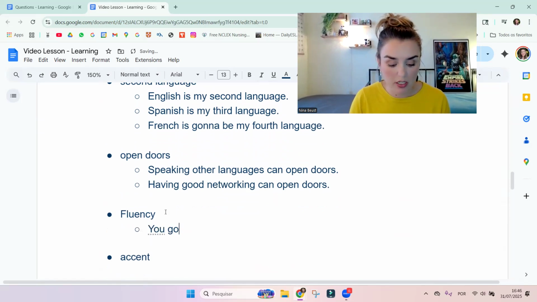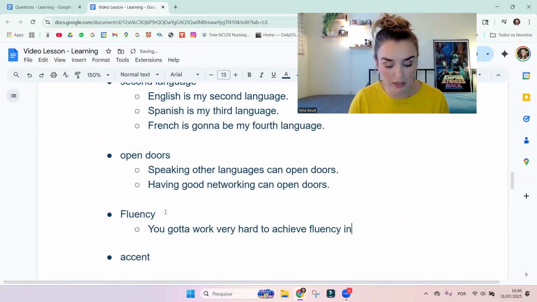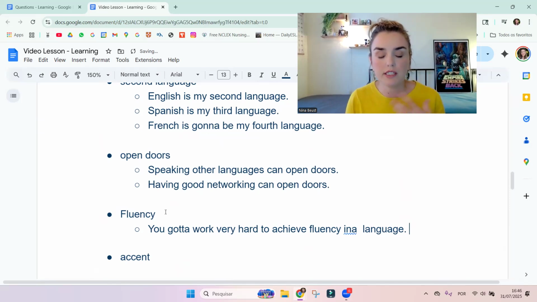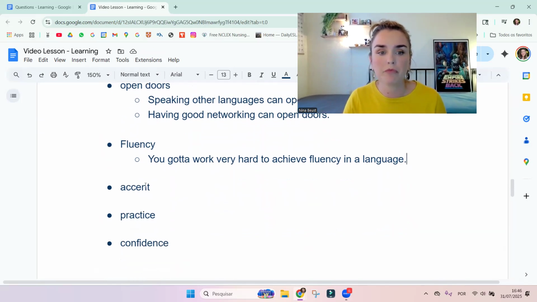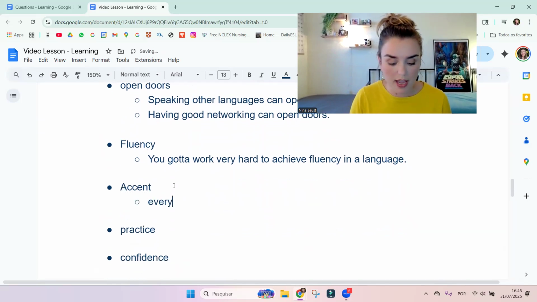Fluency, okay? You've got to work very hard to achieve fluency in a language. Fluency is the ability of speaking without major concerns or struggles, right? Putting words together, putting your thoughts and ideas together, building sentences. So it's hard. You've got to work very hard to achieve fluency, right? Fluency and being fluent.